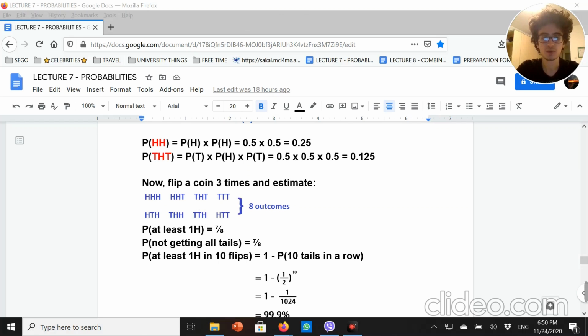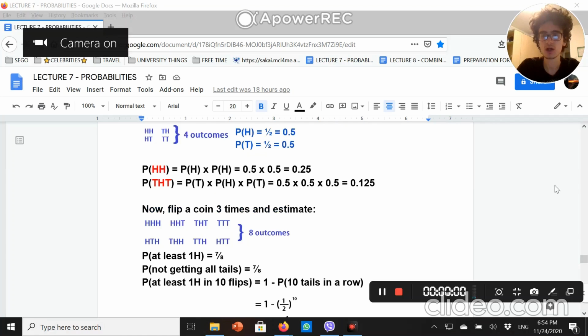What is the probability of scoring at least one head? It would be 7 over 8. Why? Because there's only one outcome in which you don't score heads at all, and that's scoring 3 tails in a row, right? So it's 7 over 8. What is the probability of not getting all tails? How would we now write the probability of not getting all tails?